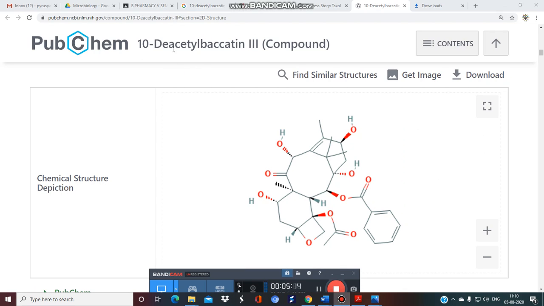This one is the compound 10-deacetylbaccatin III. This compound is present in the leaf part, and it has been reported that leaves contain this compound, which can be comparatively easily converted to Taxol. So this is now being used as an alternative for Taxol production, because we can easily obtain leaves also.